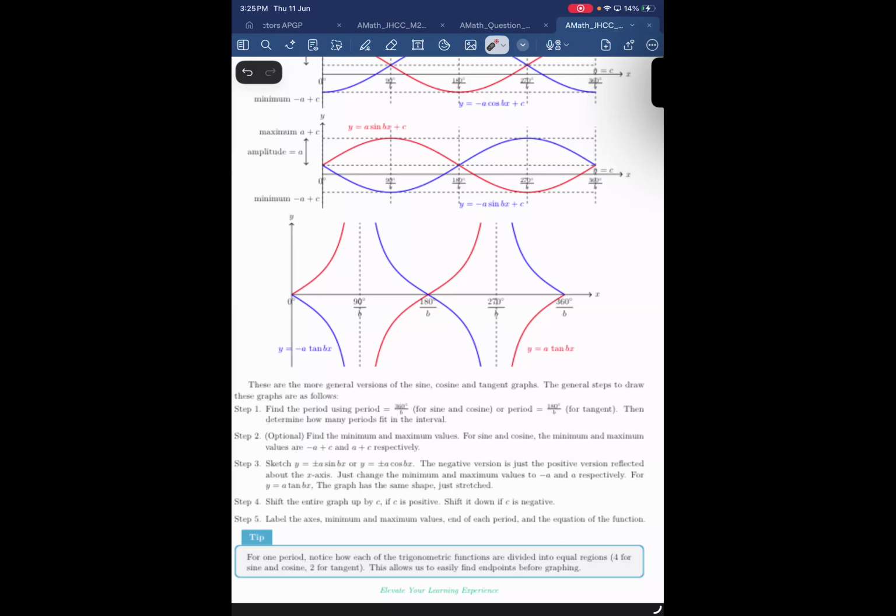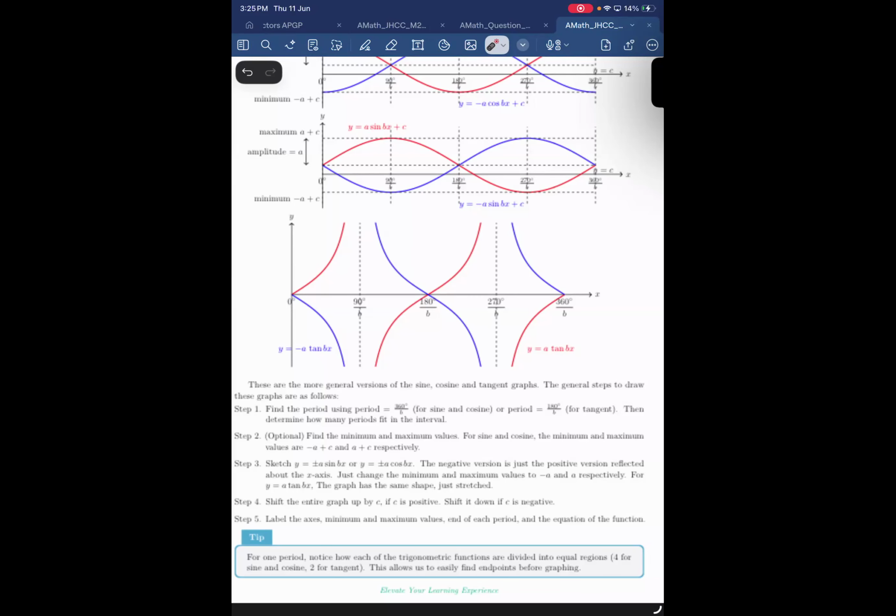Once the shape is done, you can apply the shift. If c is positive, you shift up. If c is negative, you shift down. Then you label the axes: the x and y axes, the minimum and maximum values, the equation of the function and of each period. If these are convenient to label, just label them.